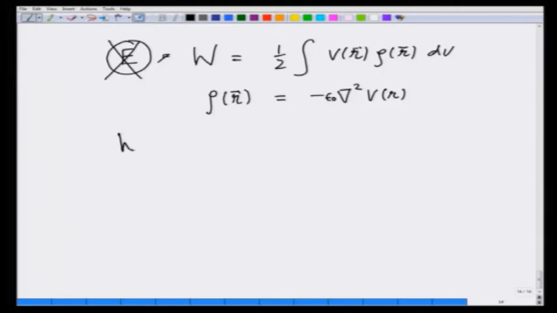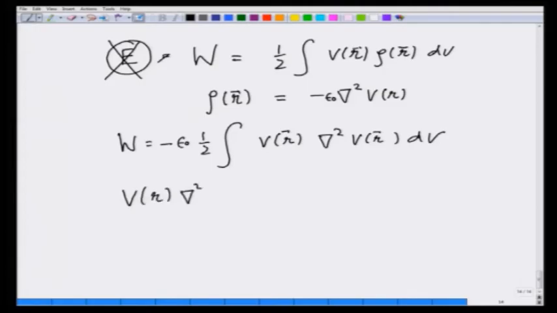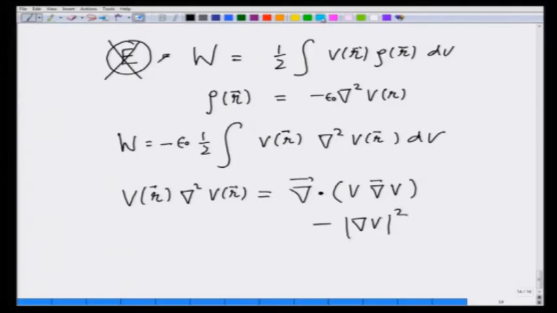If we do that, then I am going to write W as minus ε0 times 1/2 ∫ V(r) ∇²V(r) dV. All right. V ∇²V, since del is a differential operator, I can write this as divergence of V gradient of V, and this will give me gradient V dot gradient V plus V ∇²V. So, I have to subtract that grad of V squared from this, and this I will leave for you to check.